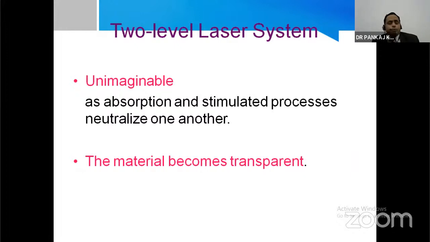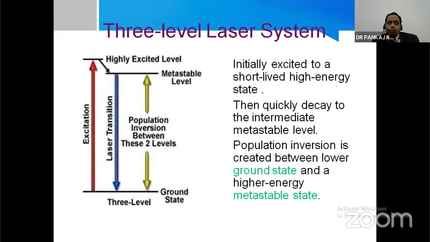There are different types of level systems. We have already discussed 2 level, 3 level, and 4 level. The 2 level laser system is unimaginable, as absorption and stimulated emission neutralize one another and the material becomes transparent. So we require a minimum of a 3 level laser system. In this scenario, a 2 level laser system is not possible, so the minimum is the 3 energy level system.